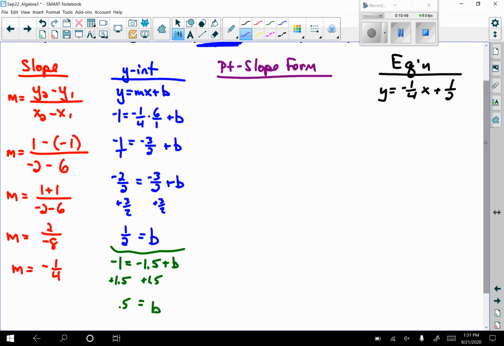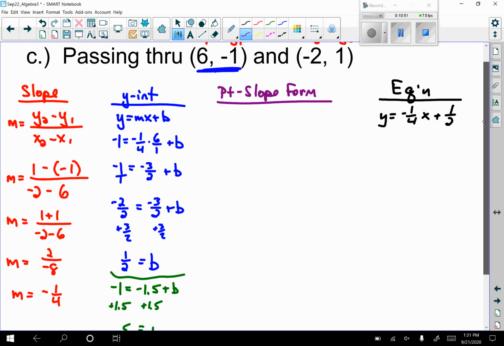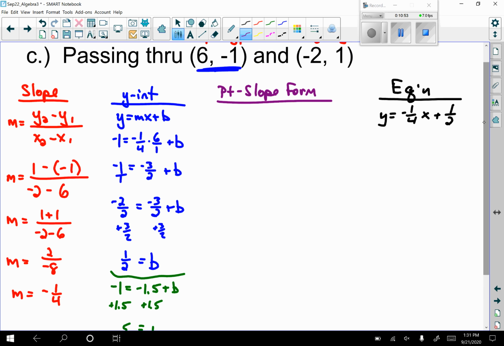Now if I want to use point slope form, again, it doesn't matter which point I use. This time I'm going to go ahead and use negative 2, 1. So I use y minus y1 equals m times x minus x1. And again, it doesn't matter. It's going to look different in the middle doing the work, but the final result, we should still get the same equation. So y minus y1 becomes y minus 1. Our slope is negative 1/4.